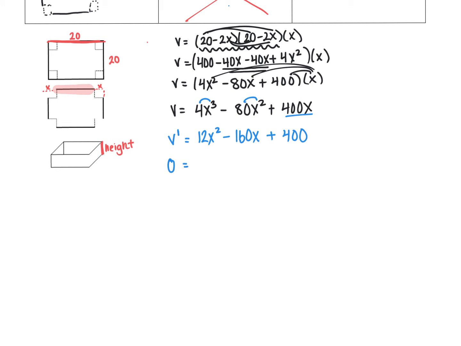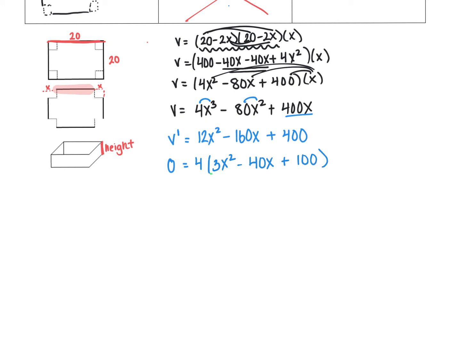Now this equation seems a little bit scary to solve. So my suggestion is, since all of them are even numbers, I would try dividing by 4, maybe dividing by 6, seeing if that works to take out a GCF first. So I think you can divide by 4. And if you do that, you're going to get 3x squared minus 40x plus 100.